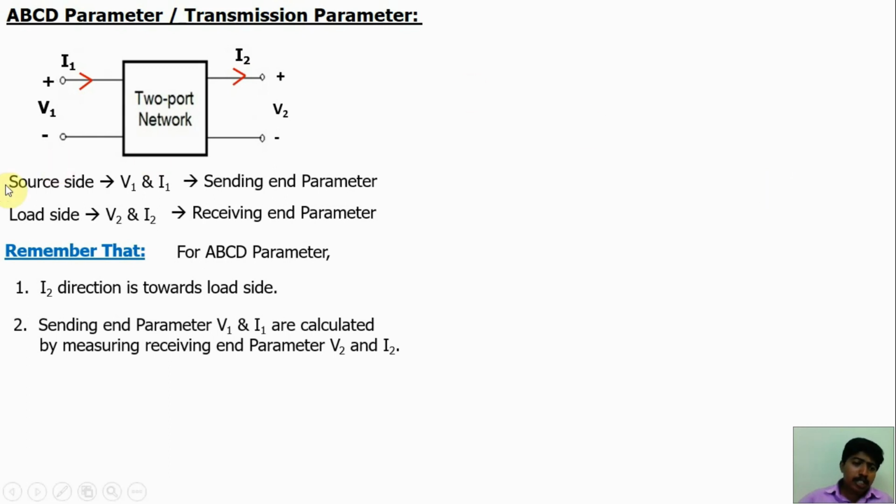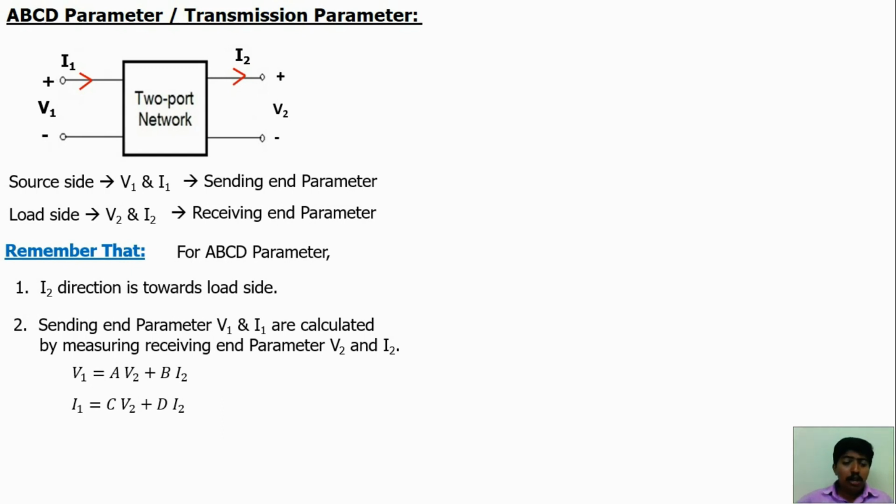the sending end parameters V1 and I1 are calculated by measuring the receiving end parameters V2 and I2. The known parameters are V2 and I2; the unknown parameters are V1 and I1. So the characteristic equation of the ABCD parameters is: V1 is equal to AV2 plus BI2. Another equation, I1 is equal to CV2 plus DI2. This is the characteristic equation of ABCD parameters.